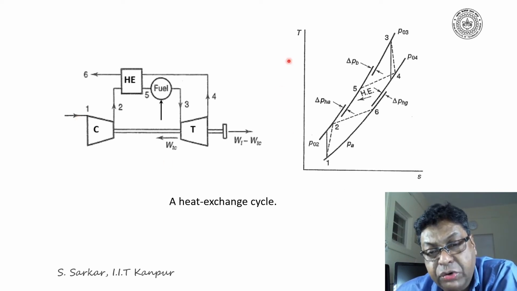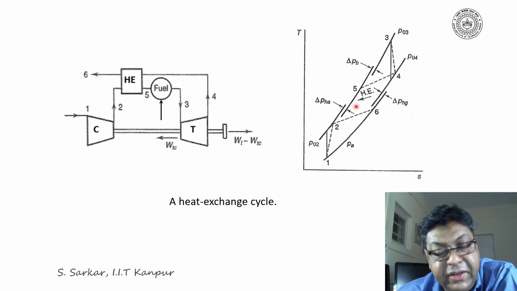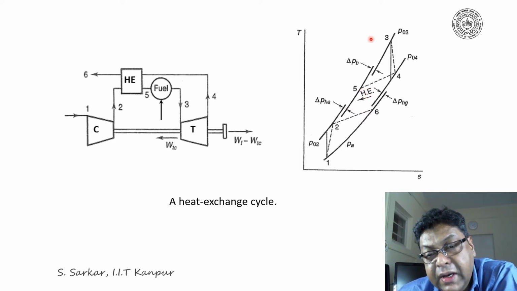Here in the TS diagram, I explain what I have told. 1-2, the dotted line, illustrates the compression of air in the compressor. 2-5 is the preheating of air before the combustion chamber because of the heat exchanger. Energy added in the combustion chamber is represented by 5-3.